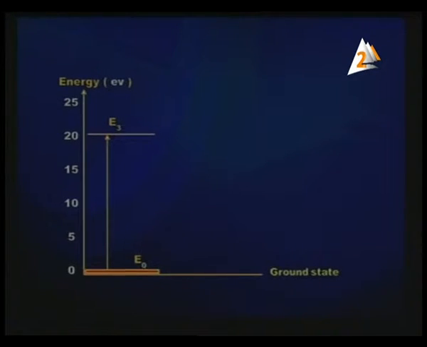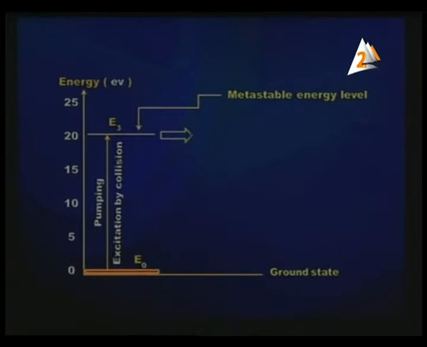There is something very important. Since the metastable energy level of helium is so close to that of neon, what happens? When a metastable energy level helium atom collides with a ground state neon atom, excitation energy is transferred from helium to neon. So we've got neon, and excitation energy is transferred from helium to neon by collisions.